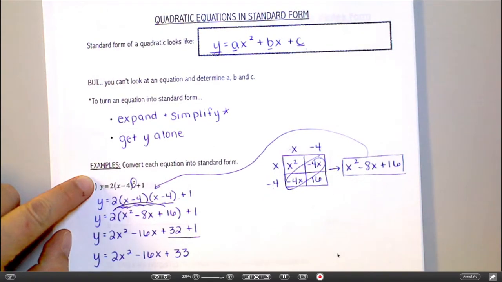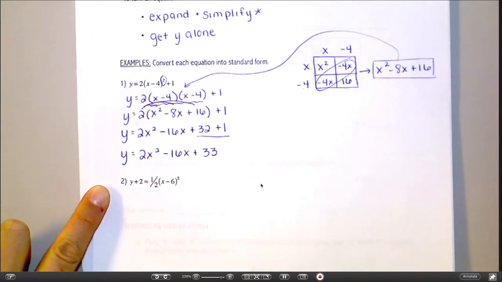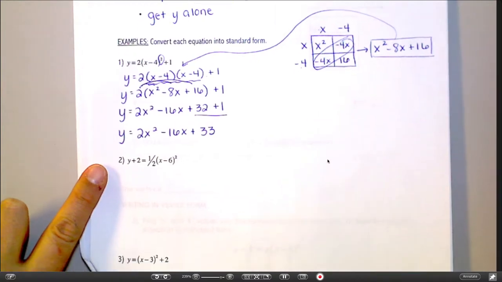Let's do the next one because fractions are scary, but then maybe we can skip the third one. Unless you want to do it. You feel like we need to do the third one? Okay, maybe we'll see after this one.